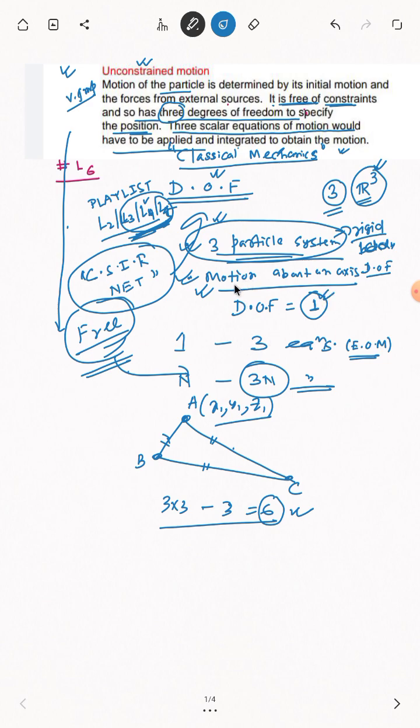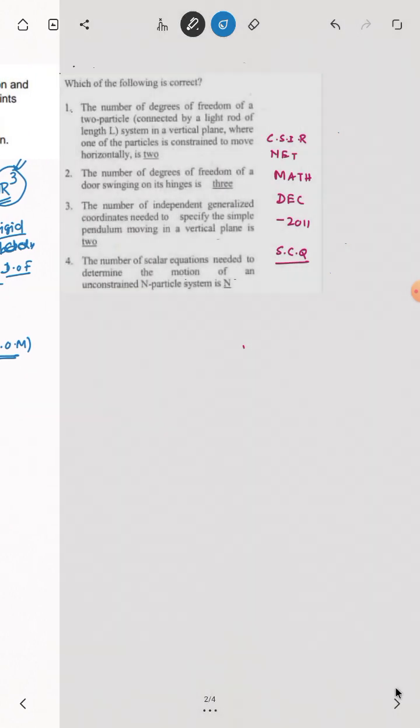Then, motion about an axis of a rigid body. We have already discussed the motion of a swing for children in a park. That motion is motion about an axis, so its DOF was 1. Now we gather all this information to solve the interesting problems for CSIR NET. Let us see one by one.